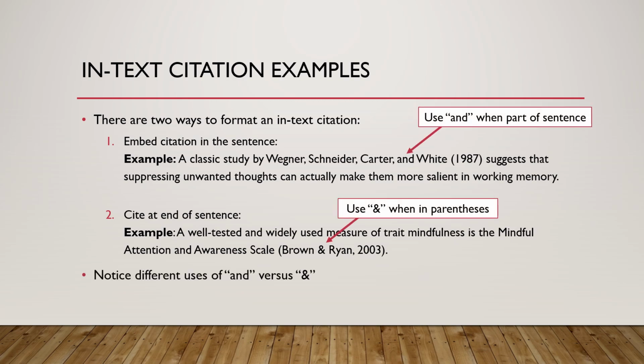Now notice the difference between the ands here. This is an important APA indicator. "And" is used in a sentence when you're embedding the citation. But if you're putting it at the end and you have multiple authors, you put the ampersand symbol to distinguish the authors. Of course, this isn't an issue if there's only a single author. It's Dooley 2024; you would just put one name followed by a comma followed by the year. You can see that Brown and Ryan has a comma separating the authors' names and the year.